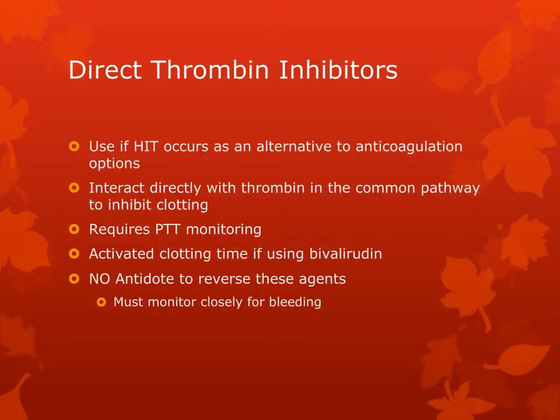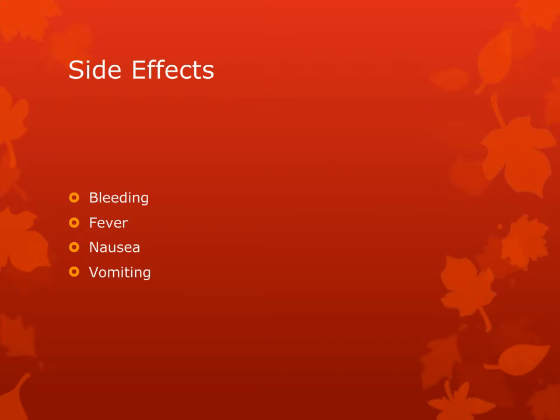Direct thrombin inhibitors. Used if HIT occurs as an alternative to other anticoagulation options. It interacts directly with the thrombin in the common pathway to inhibit clotting. Requires PTT monitoring; activated clotting time if using bivalirudin. No antidote to reverse these agents. Must monitor closely for bleeding. Side effects are bleeding, fever, nausea, and vomiting.